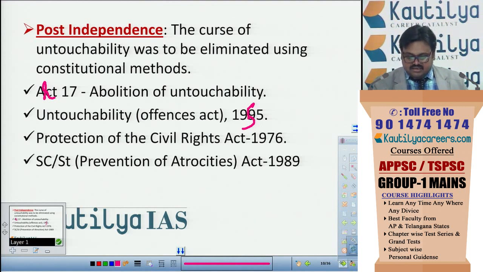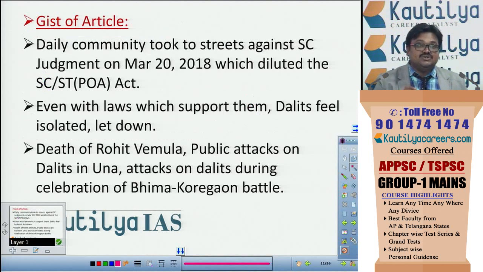Okay, now the reason for the Dalits agitating today is that the Dalit communities took to the streets against the Supreme Court judgment on March 20th, 2018, which diluted the SC/ST Prevention of Atrocities Act. So therefore there was a case in the Supreme Court where the Supreme Court gave a judgment which actually diluted the SC/ST Prevention of Atrocities Act. Now we are not going into the detail of that particular act. That would be a subject that we will see later on.